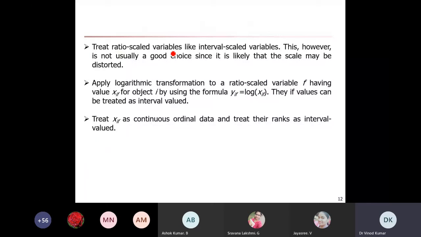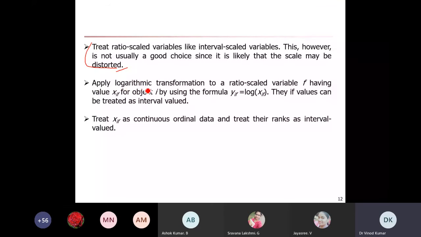We have three ways. First, treat ratio scaled variables like interval scaled variables. This, however, is not usually a good choice because it is likely that the scale may be distorted. We can go for this, but it is not recommended because it will distort the scale.